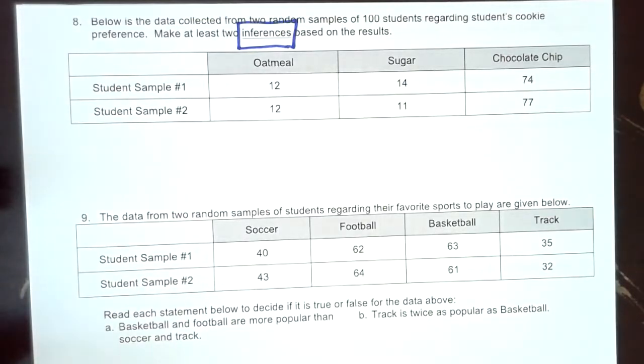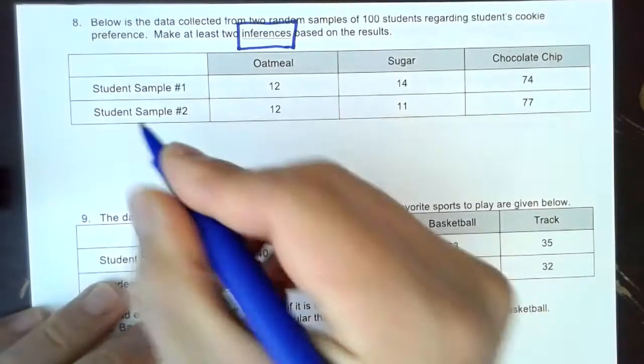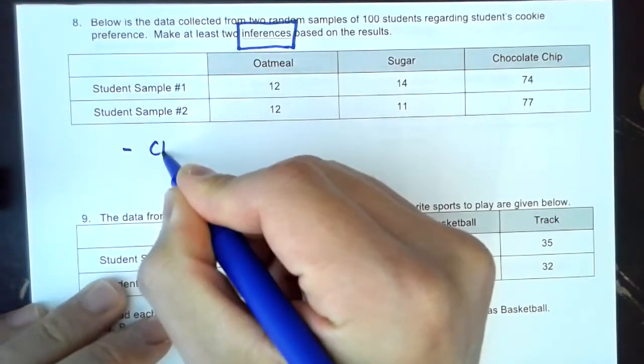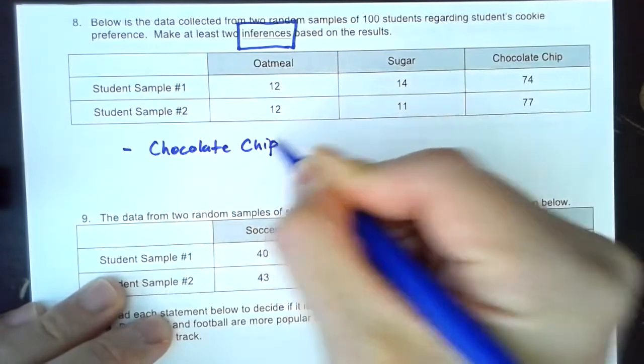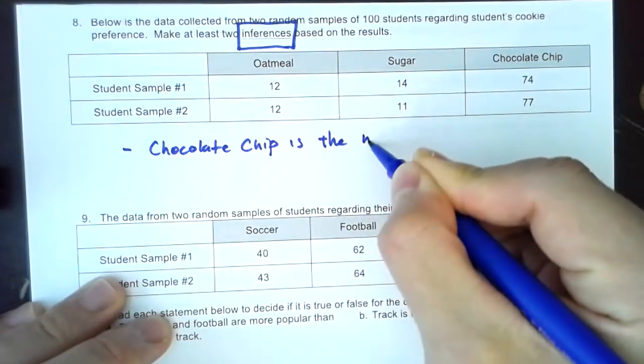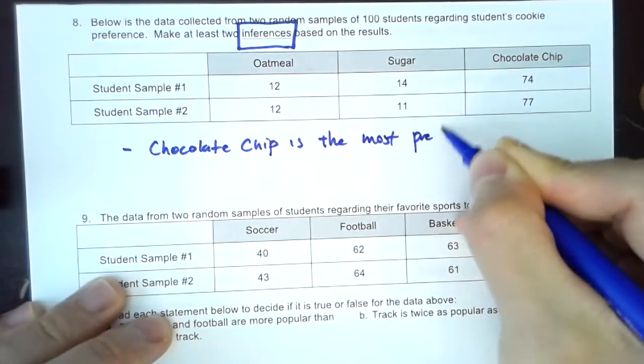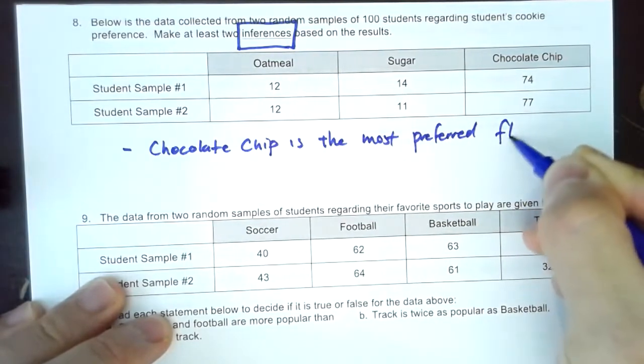Okay, so I think there's a clear winner in terms of the flavor of cookie, and the first inference I would make is chocolate chip is the favorite flavor, is the most preferred flavor.